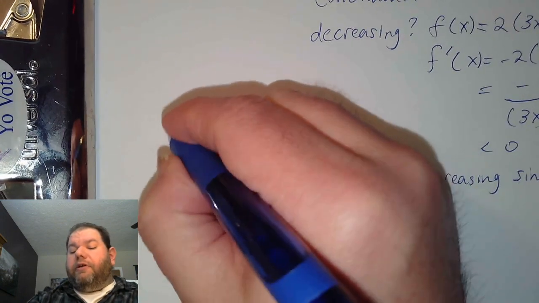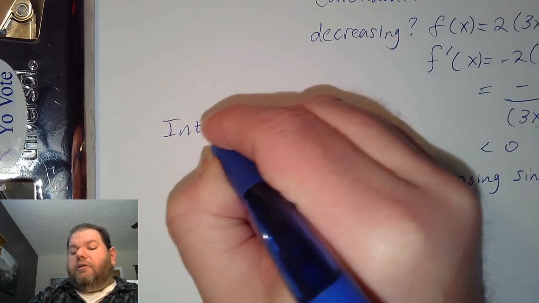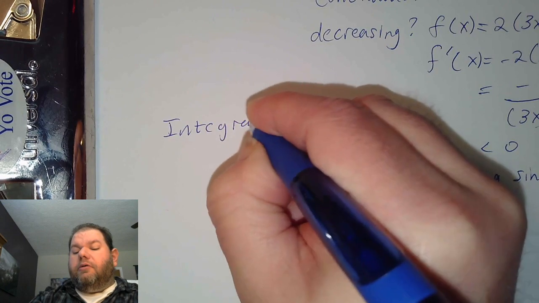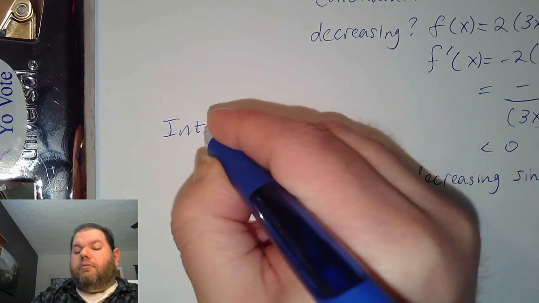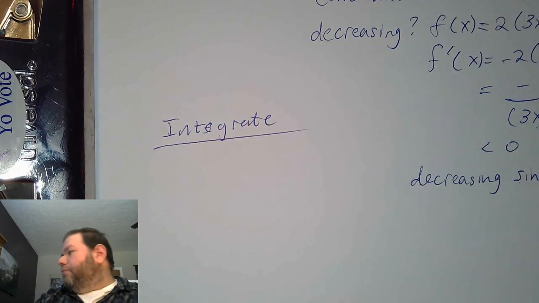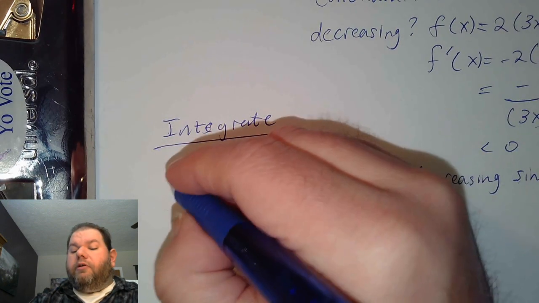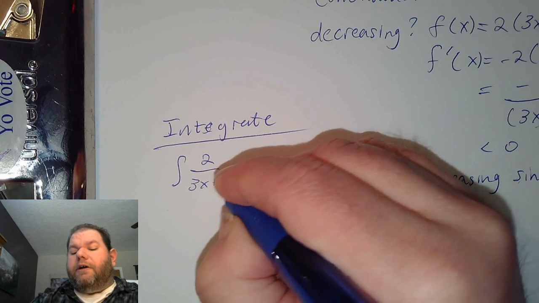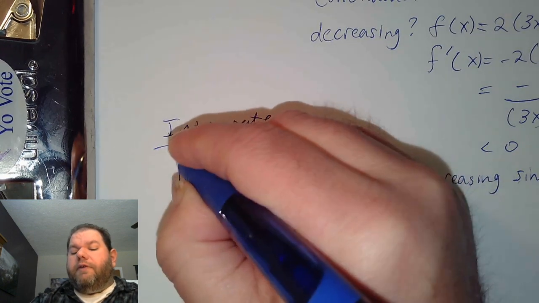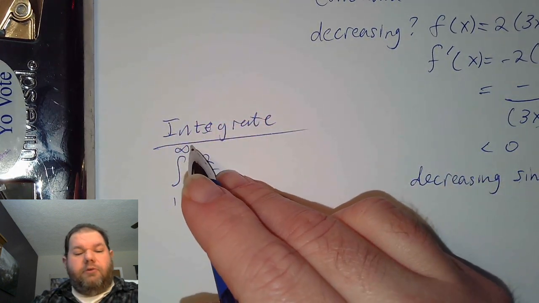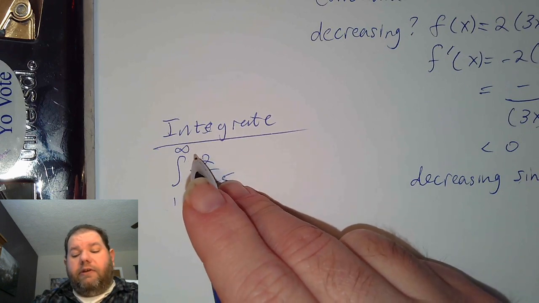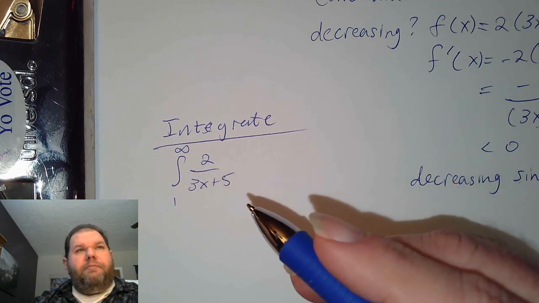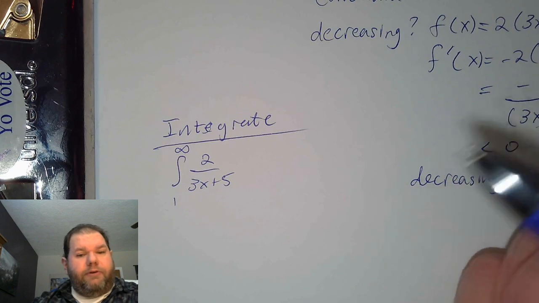So now we can integrate. So we want the integral of 2 over 3x plus 5 from 1 to infinity. Now technically these will all be going to infinity, so they should be improper integrals, as we saw on our last exam.